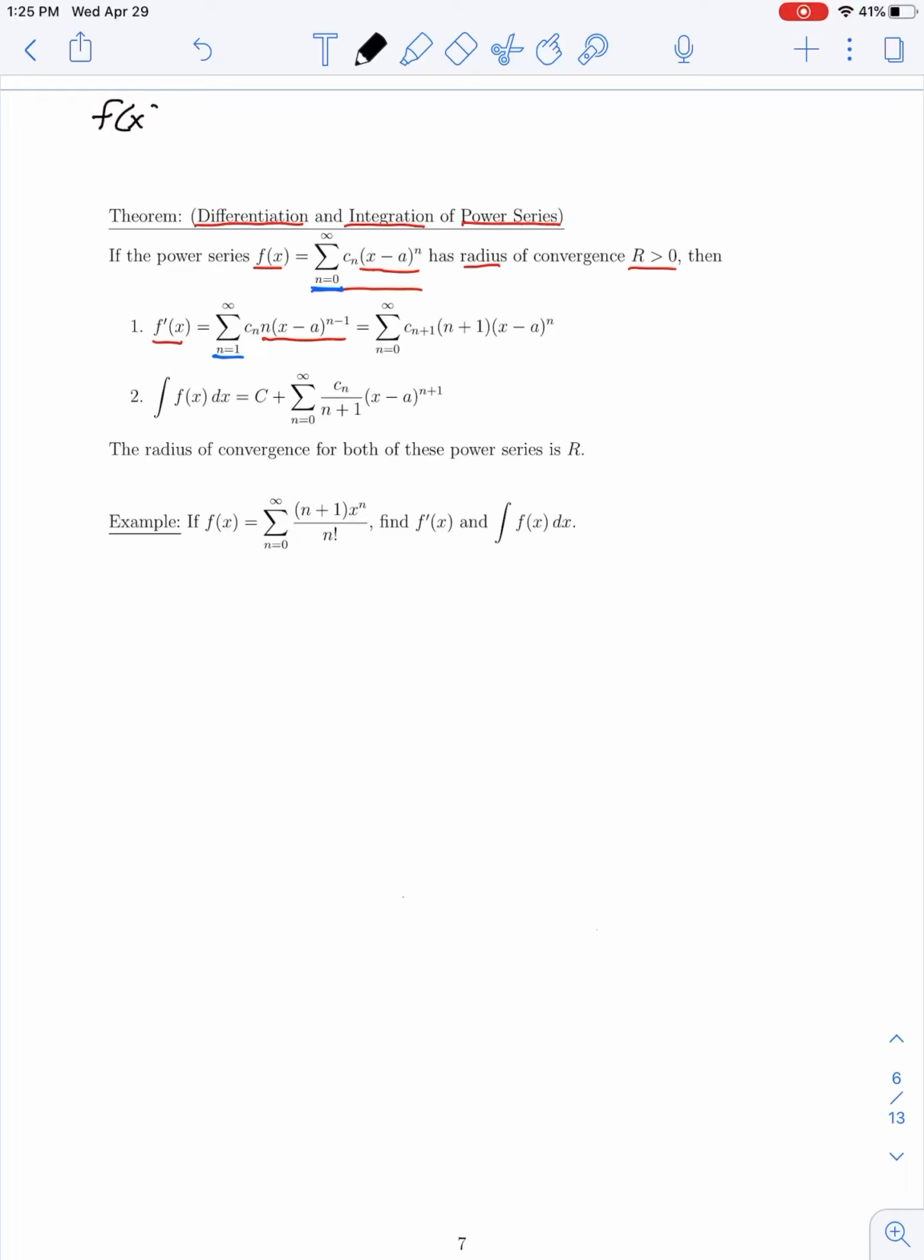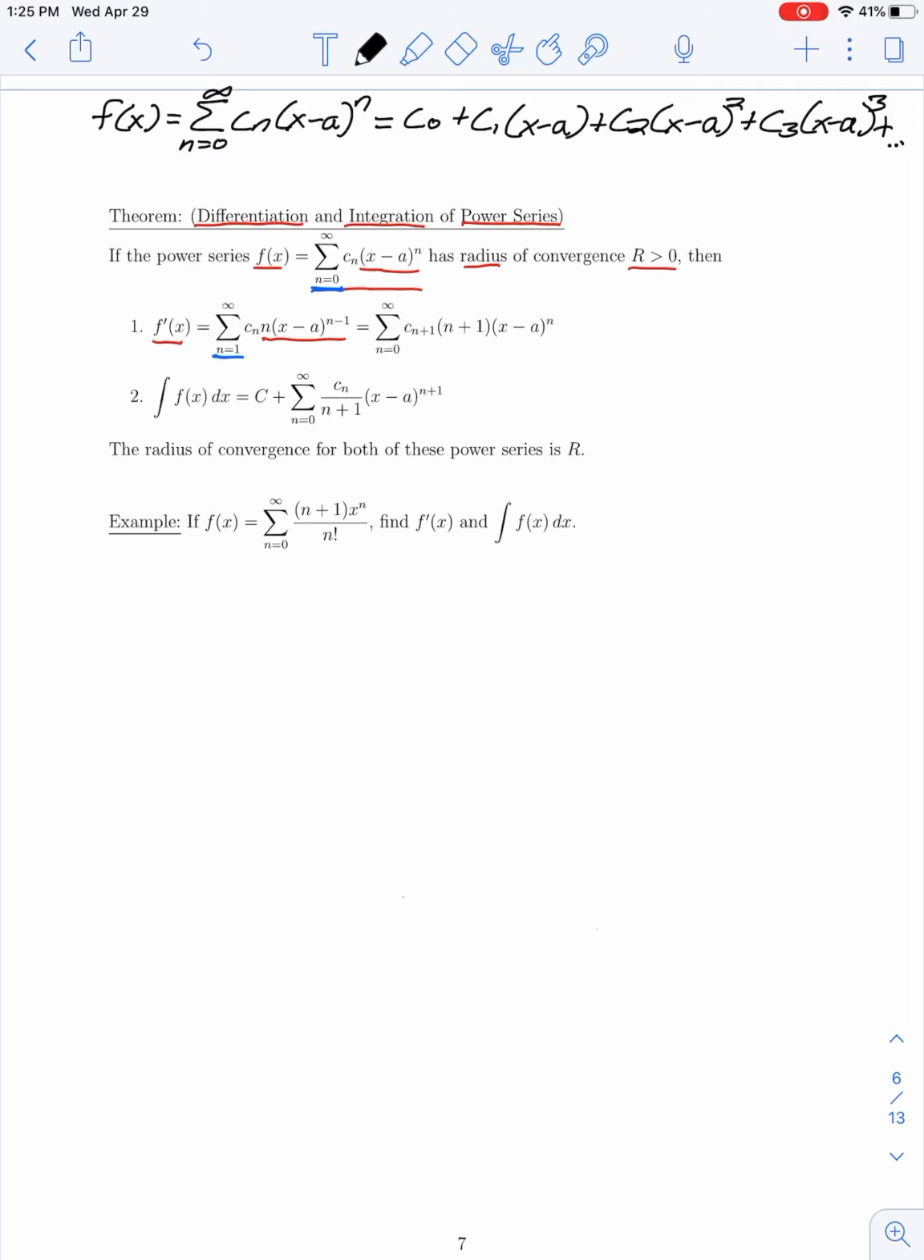Here, the function f of x that we're considering has a power series representation, sum from 0 to infinity, of c sub n, x minus a to the nth power. So if we were to write out the first few terms of this series, we would have c0 plus c1 times x minus a to the first, plus c2 times x minus a squared, plus c3 times x minus a cubed, and so on.